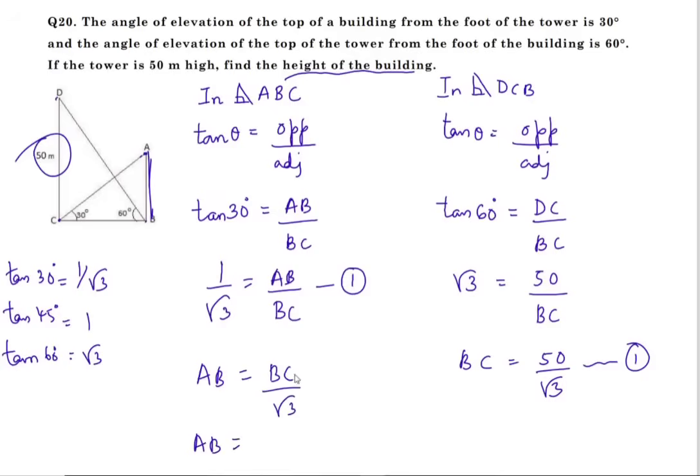Now substitute the value of BC from equation 1. What is the BC value? 50. Root 3 into 1 by root 3 as it is. Now 50 into 1 is 50, root 3 into root 3 is 3. Therefore, the height of the building is 50 by 3 meters.